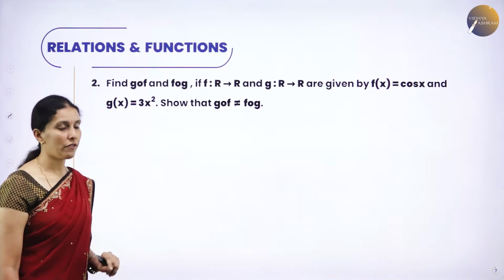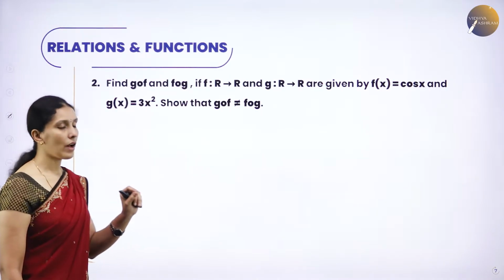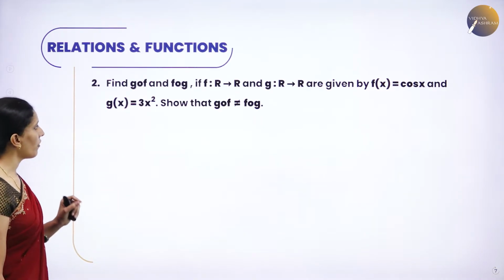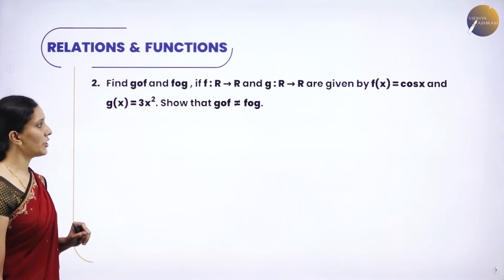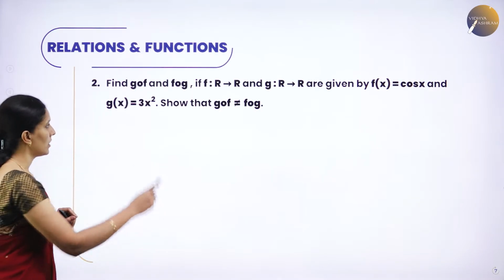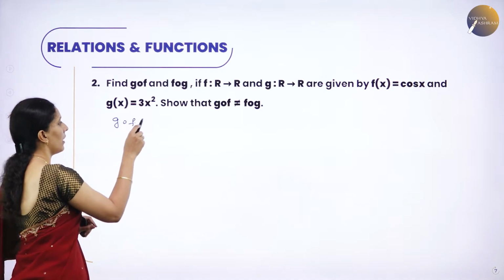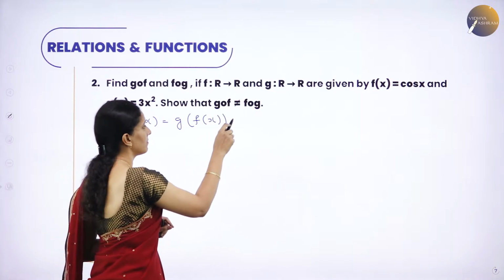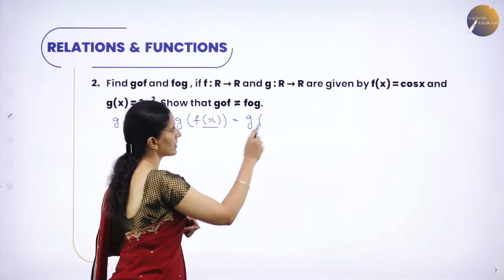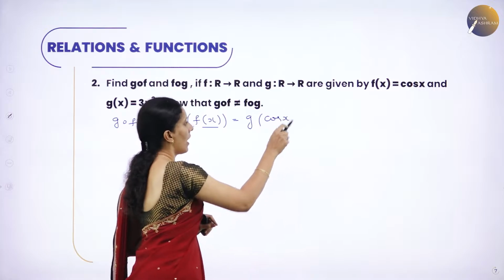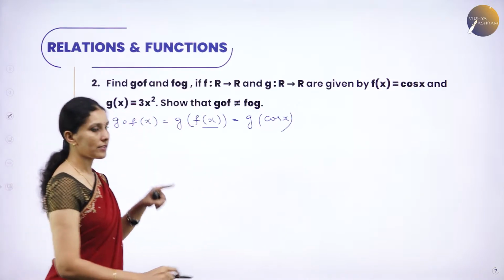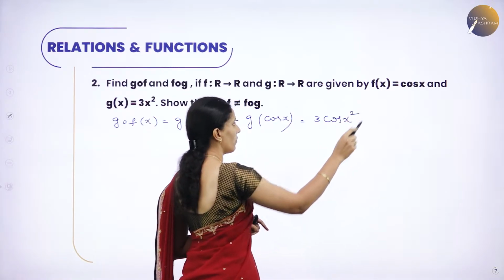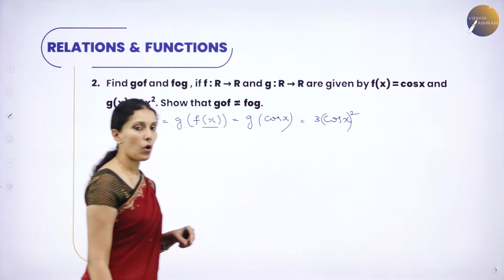f is defined from set of R to set of R and g from set of R to set of R. That is real numbers. f of x is cos x and g of x is 3x square. Show that g naught f is equal to f naught g. So g naught f of x is g of f of x. f of x is cos x and g of x is 3x square. So g of cos x is 3 cos x square, or we can write it as 3 (cos x) whole square.